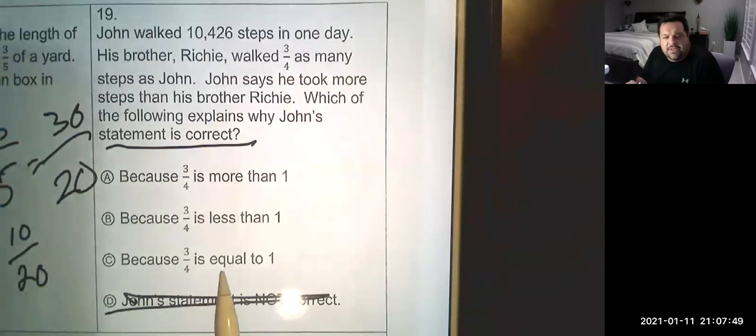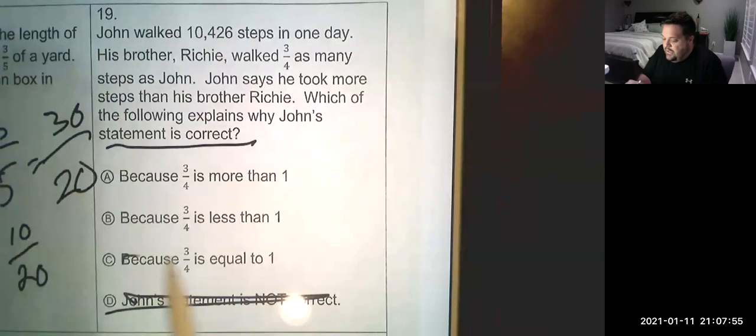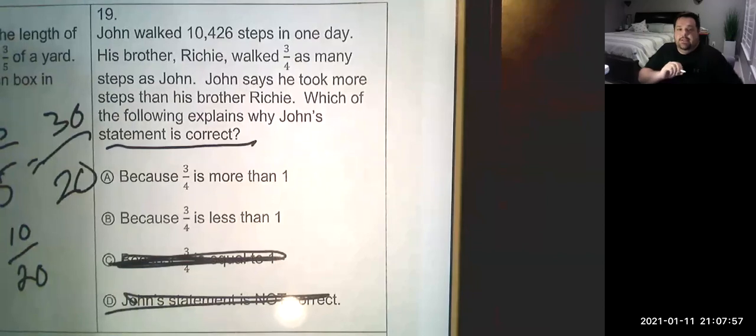Because 3/4 is equal to 1, that doesn't even make sense. 3/4 is not equal to 1. 1 is equal to 1. So now we're down to 2 choices.